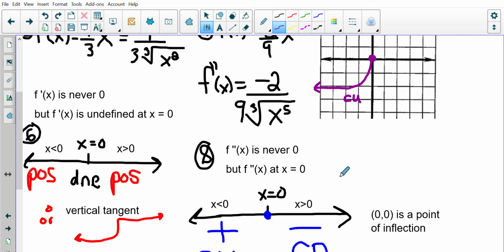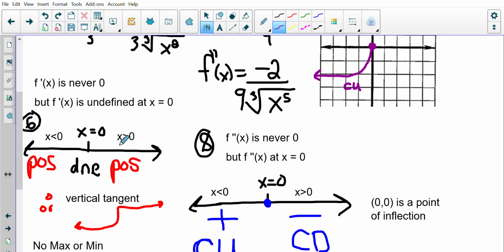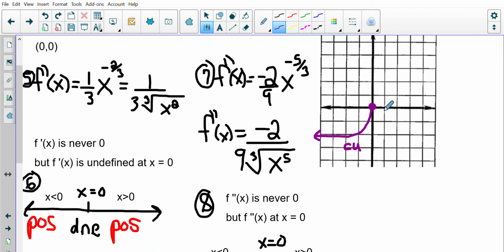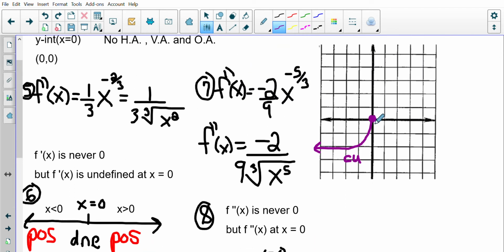Concave up. Now, going back to number 6 here, our first derivative says it's still increasing. Okay? And then my second derivative says that it's still increasing, but it's concave down. So, still increasing, vertical tangent here, but concave down. Because it's concave down, I'm going to label it CD. And then again, this point here is important.